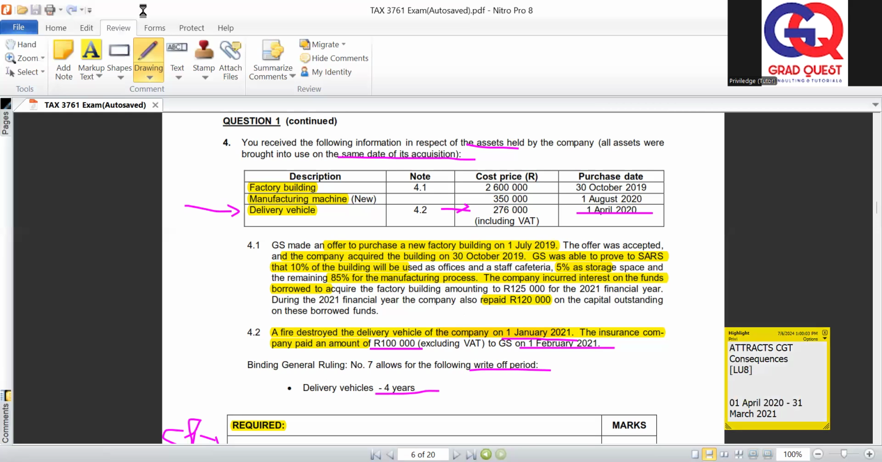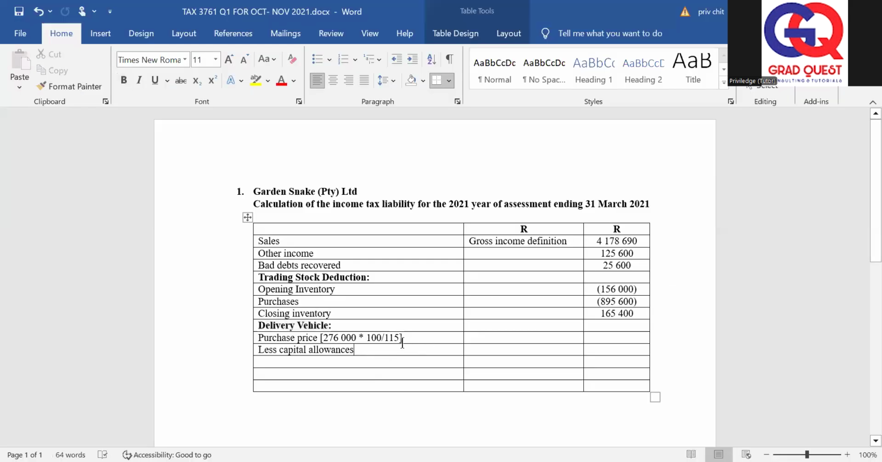So the question is, how do we account for this? Now I'm going to show you in the Word document how you are supposed to account for this disposed delivery vehicle. So here I'm going to write disposed delivery vehicle in the Word document. To account for this, one of the things you need when accounting for CGT is the purchase price of the vehicle. From the purchase price of the vehicle, you will need to subtract what we call the base cost.